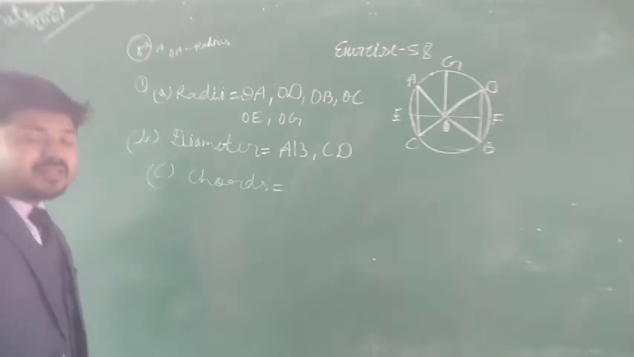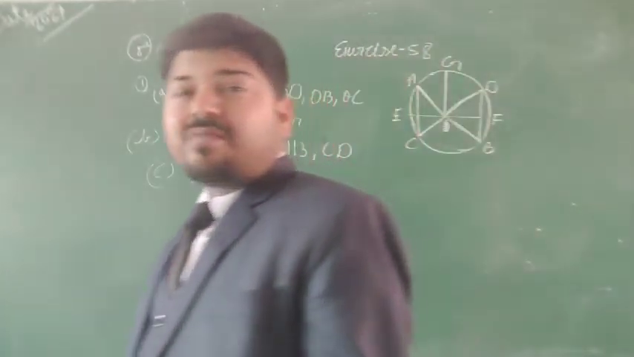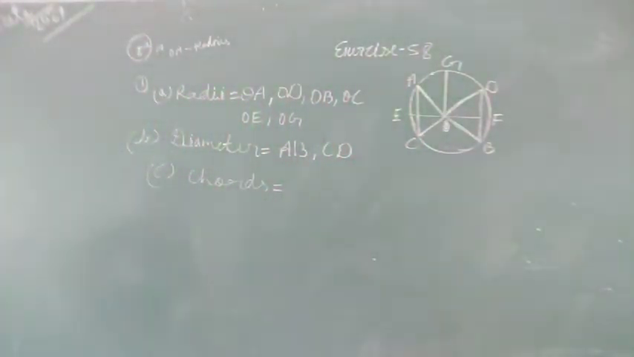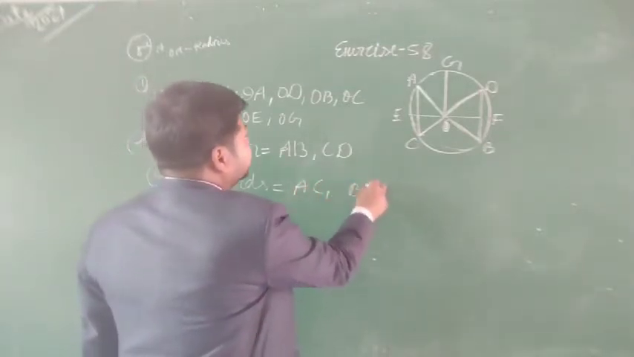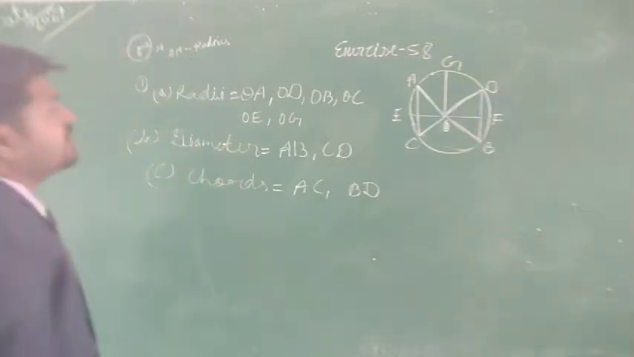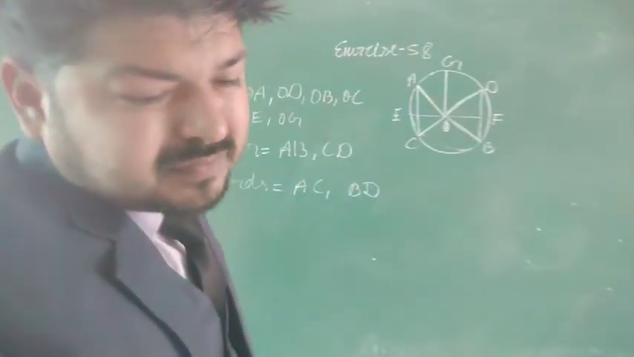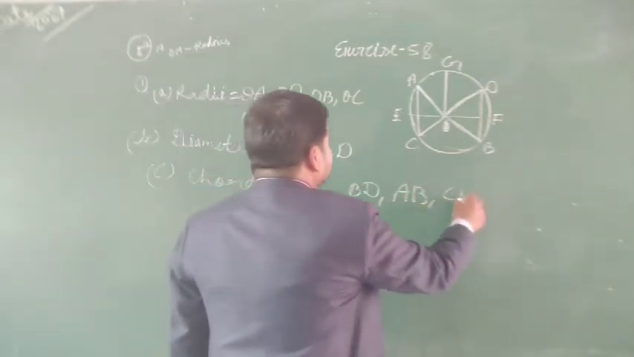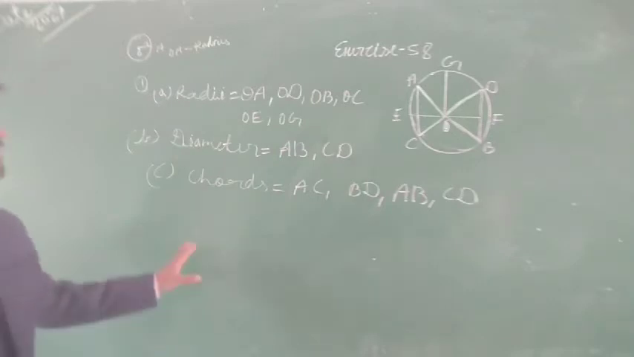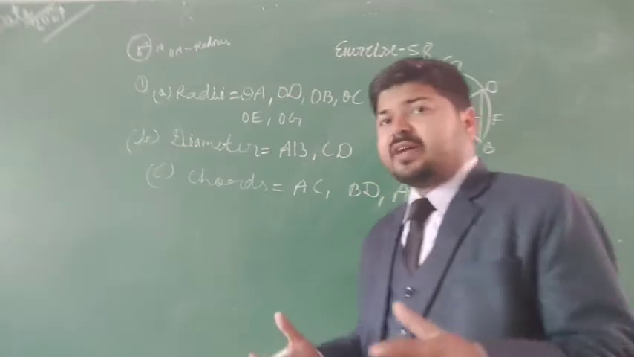Now you have to tell the chords. So you can see how many chords are there. There are 4 chords: AC, okay, then BD, and AB and CD is also, I think, AB and CD. The diameter is the longest chord of the circle. So AB and CD will be also chord. So in the first question, you have to make the figure, then you have to write the names. Okay.